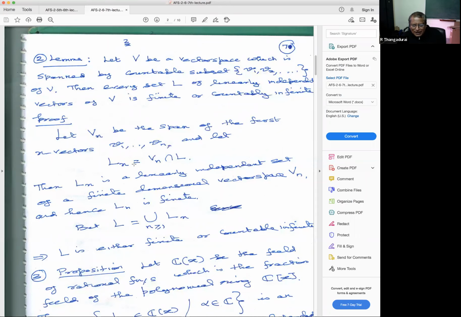How do we get from Ln to L? We just take the union over n greater than or equal to 1 of Ln, and that is L. Since for each natural number n, Ln is finite, this union is going to be either finite or countably infinite.